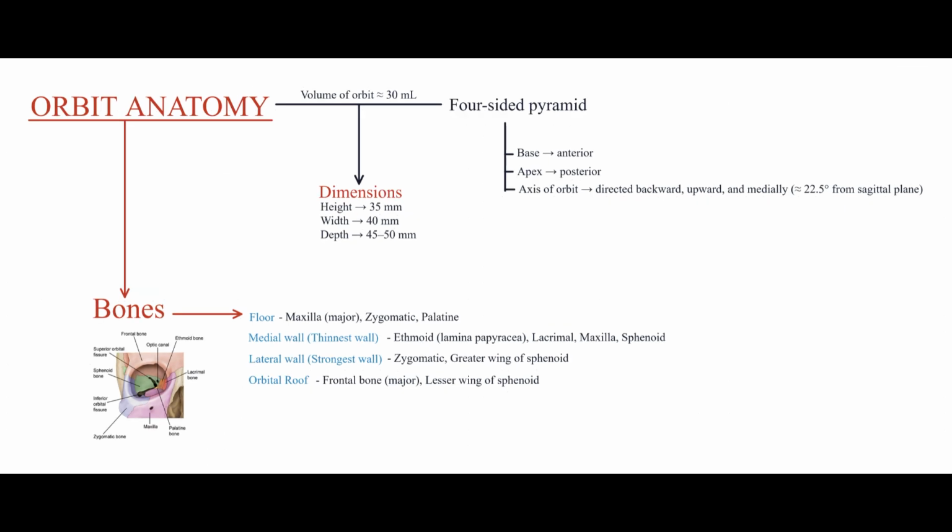So, to summarize, the orbit is a four-sided pyramidal cavity with its base anterior and apex posterior. It has a volume of approximately 30 milliliters and dimensions of 35 millimeters in height, 40 millimeters in width, and 45 to 50 millimeters in depth. It is formed by 7 bones that contribute to 4 walls: the floor, medial wall, lateral wall, and roof.